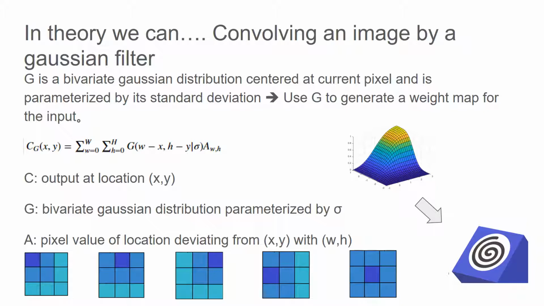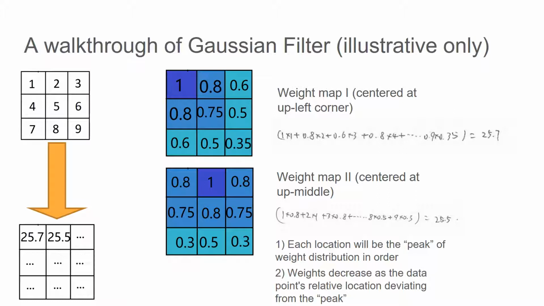If the explanation just now is not that clear, no worry, we're going to walk you through a Gaussian filter example. Here, assuming our input image is just 3x3 and you have a 3x3 weight map. The weight map gives different weight to different locations on the input image, and the weight changes as the focus of our Gaussian filter varies. We start from focusing at the upper left corner. By focusing here, the upper left corner has the highest weight, and the adjacent locations have slightly lower weight, and locations that are even further have even less weight.